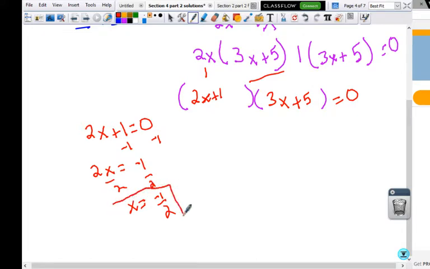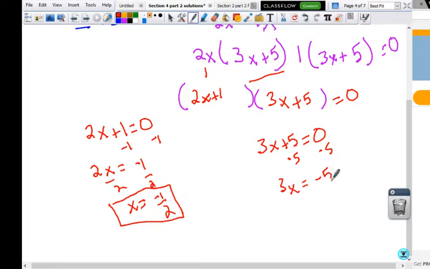But, have I done the second parenthesis yet? No. I got 3x plus 5. I got to set it equal to 0. We're going to minus 5 on both sides. I don't have any more space. We're going to get 3x equals negative 5. Divided by 3, divided by 3. I'm going to leave it as a fraction. X equals negative 5 over 3.